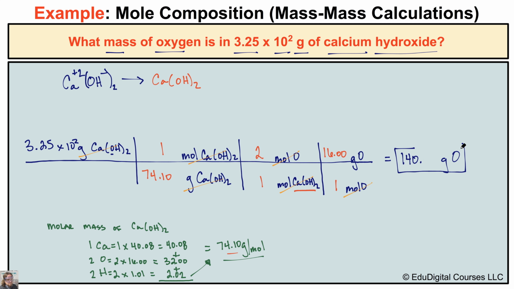140 grams of oxygen. We have 3 significant figures in our given quantity. Therefore, our final answer needs to contain 3 significant figures. So what mass of oxygen is in 3.25 times 10 to the second grams of calcium hydroxide? Well, we just figured that out. It's 140 grams of oxygen.